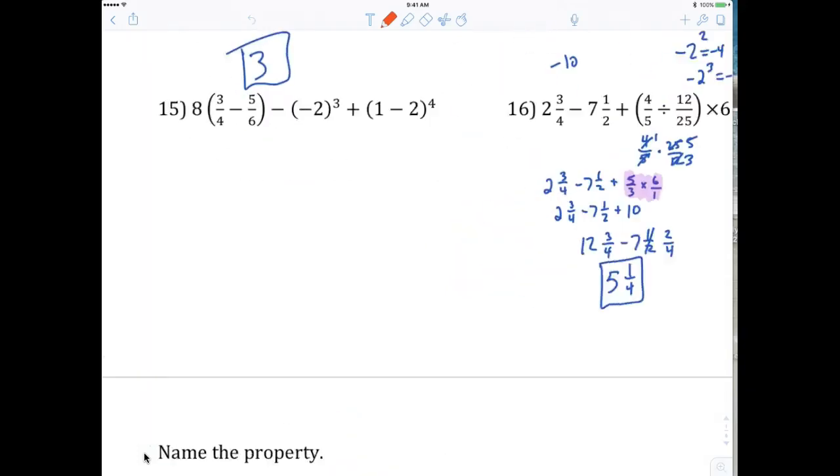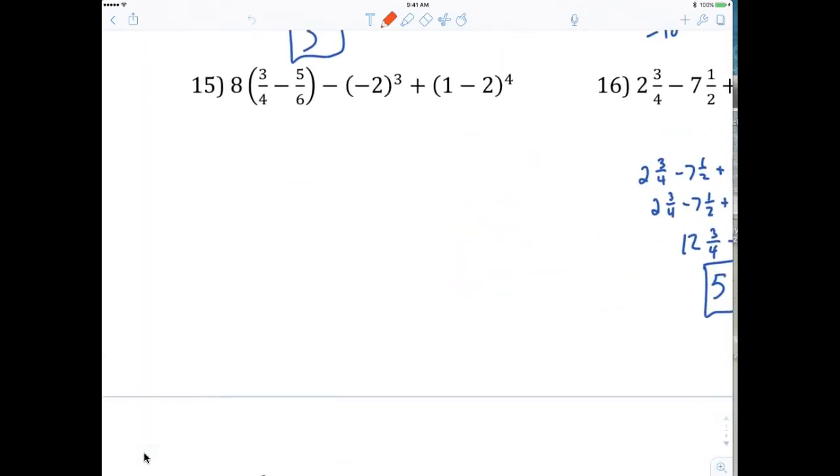To do the problem. All right. Number 15, anybody? 9 2/3. 7 2/3. Negative 9 2/3. Negative 3 2/3. 25 over 3.